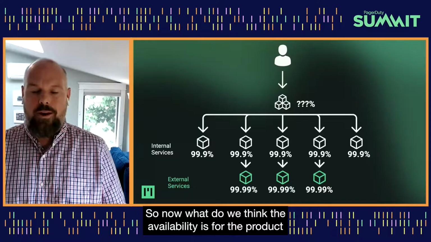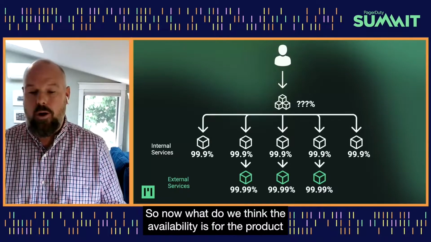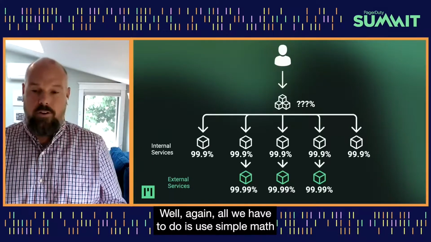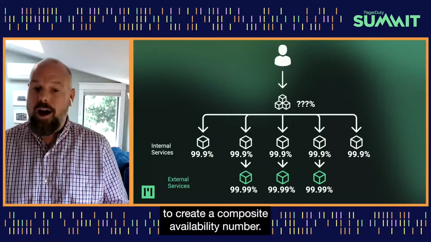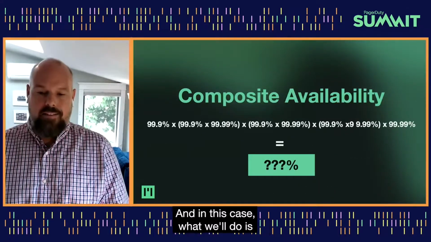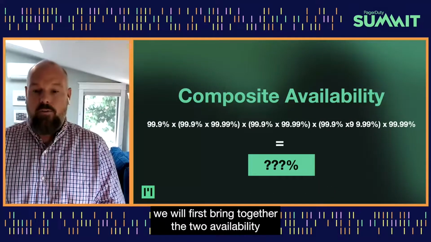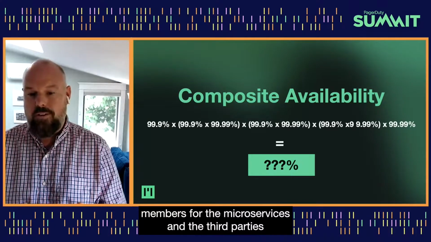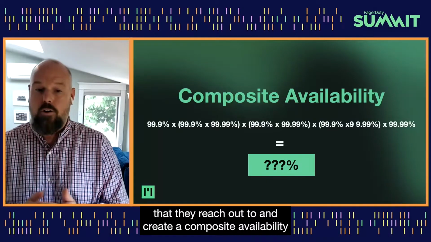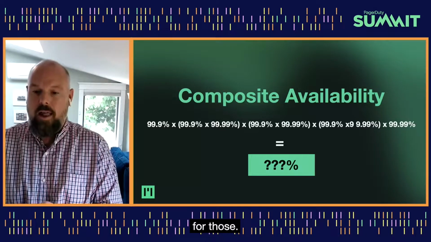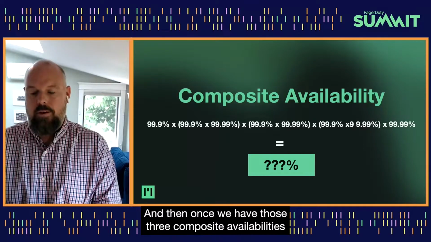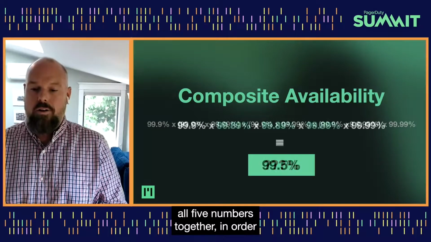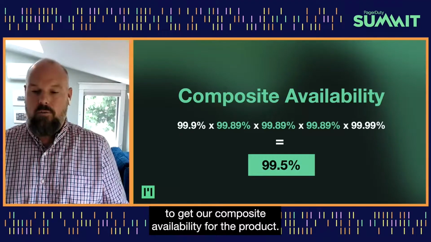So now, what do we think the availability is for the product that all of those things work together to deliver? Well, again, all we have to do is use simple math to create a composite availability number. In this case, we will first bring together the 2 availability numbers for the microservices and the third parties that they reach out to and create a composite availability for those. And then once we have those 3 composite availabilities at that layer, we'll multiply all 5 numbers together in order to get our composite availability for the product.